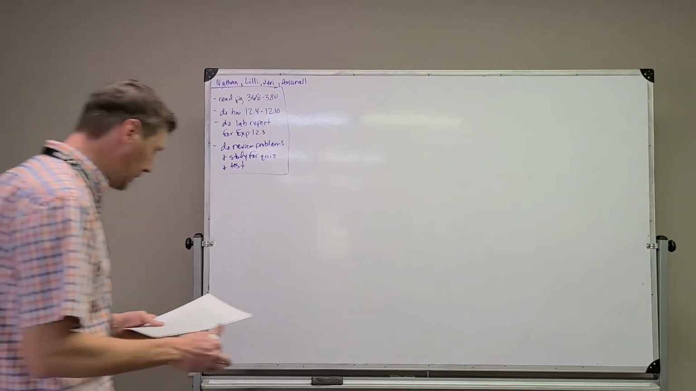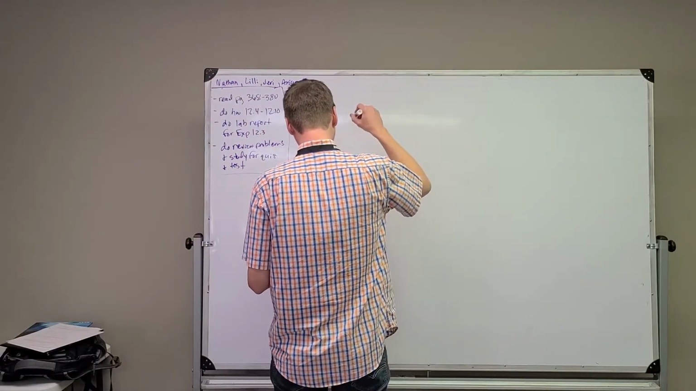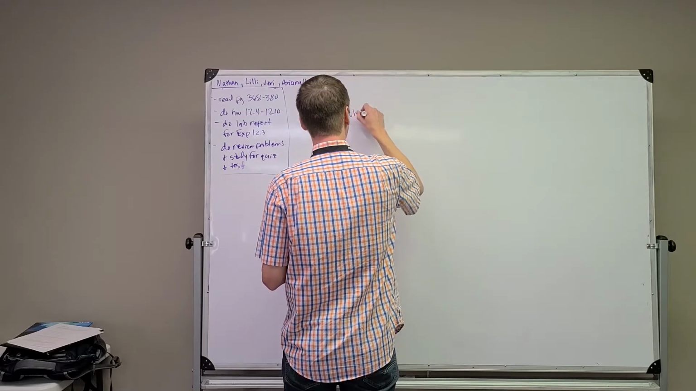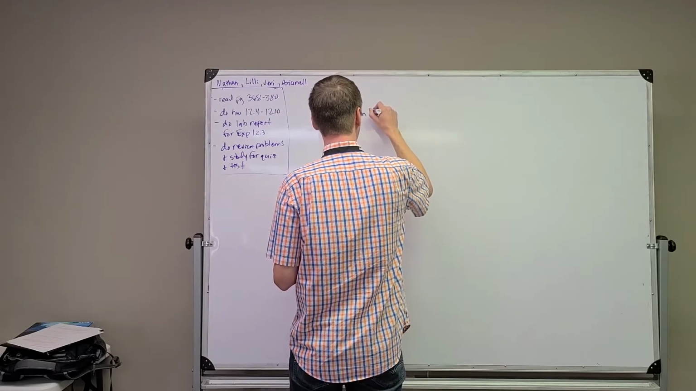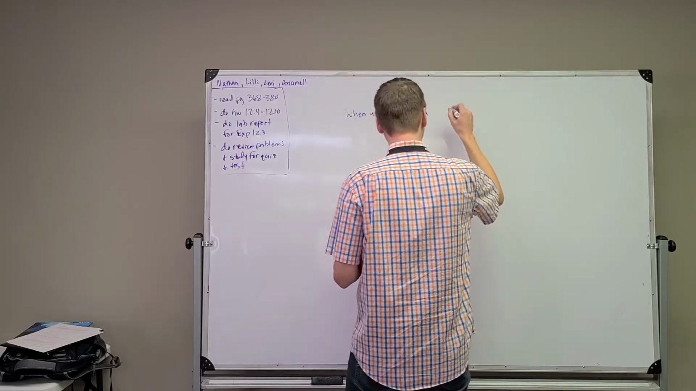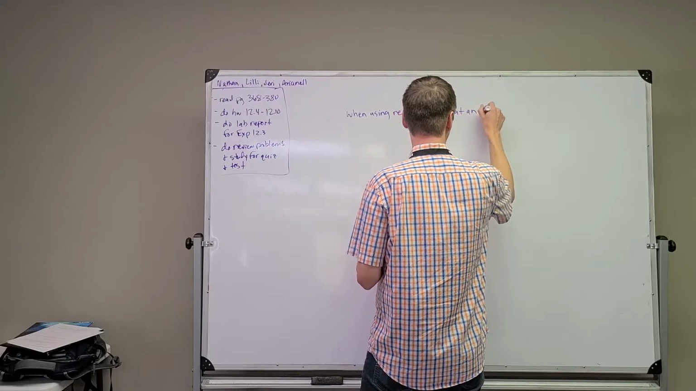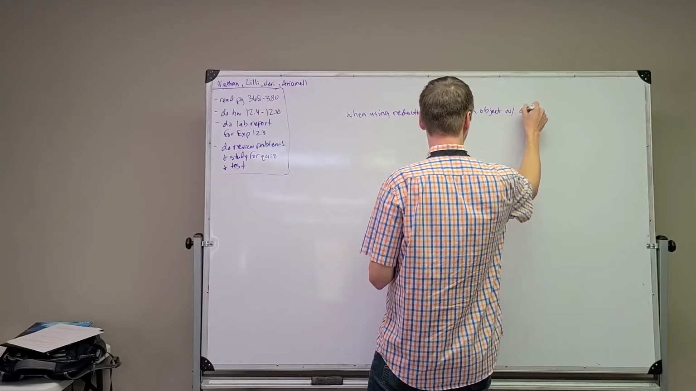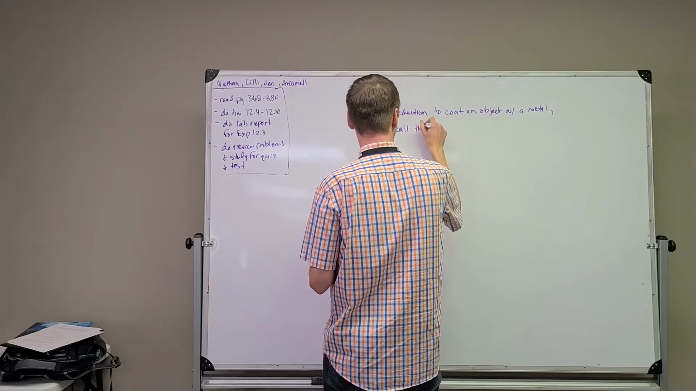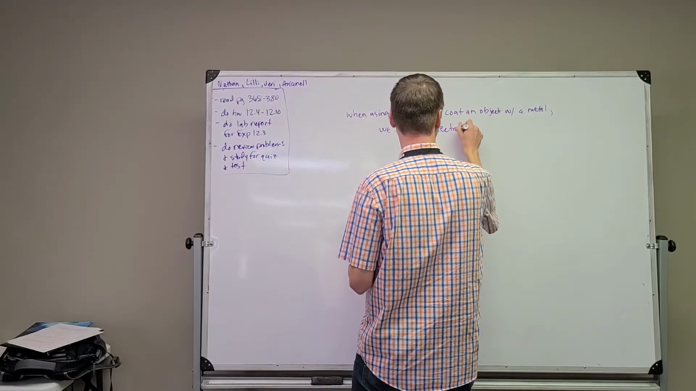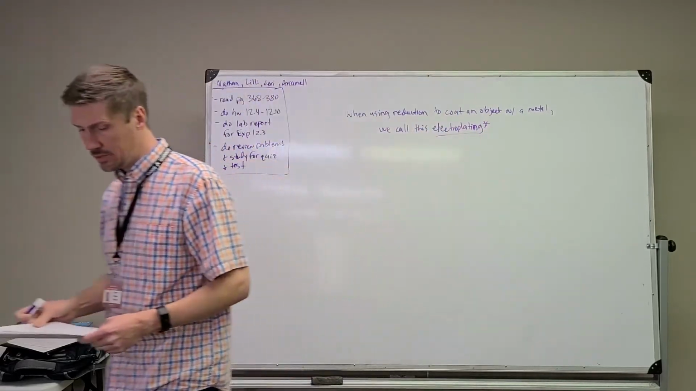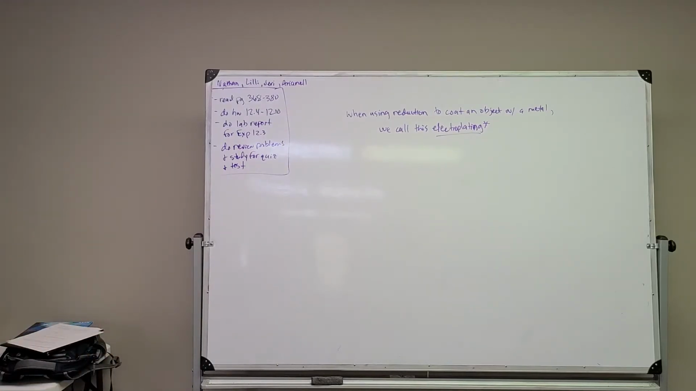All right, so let's talk about electroplating. Redox reactions can also be used to coat an object with a metal. So when using reduction to coat an object with a metal, we call this electroplating. All right, so I just want you to be aware of what electroplating is, and we're doing an experiment today.